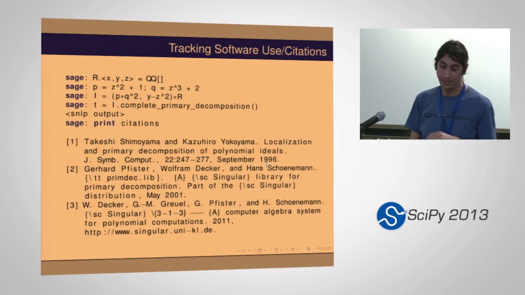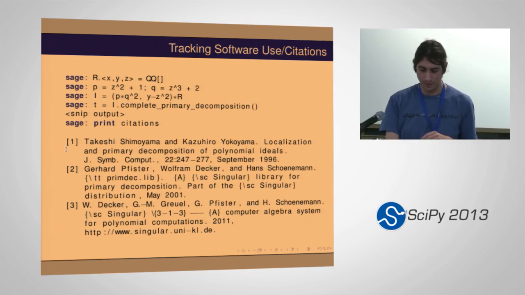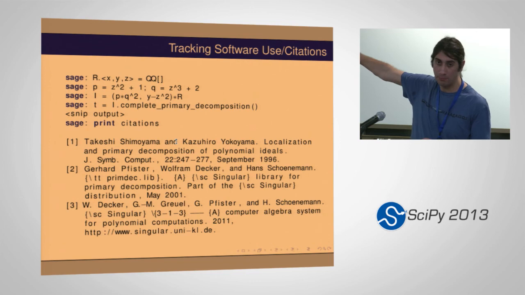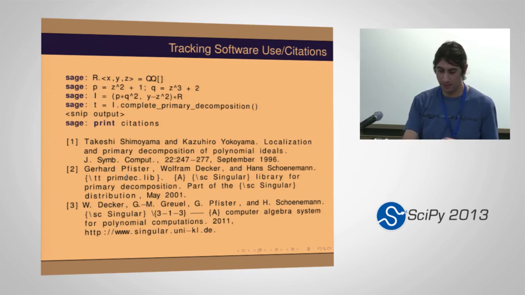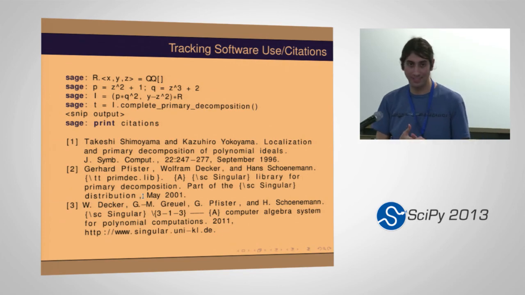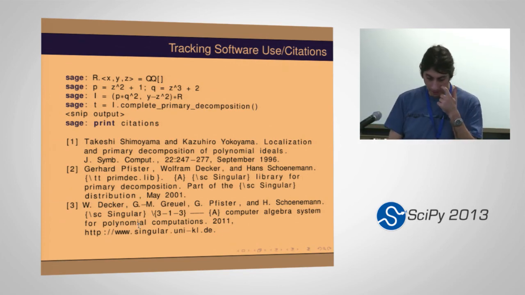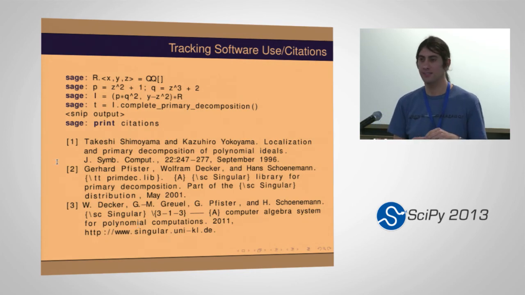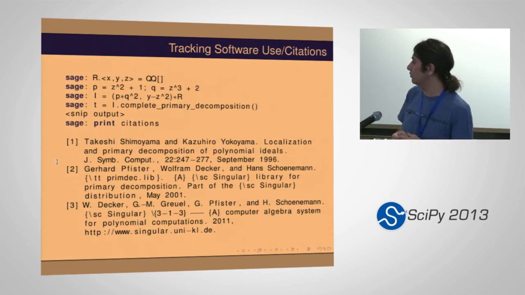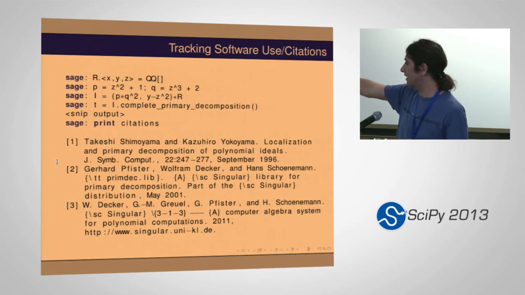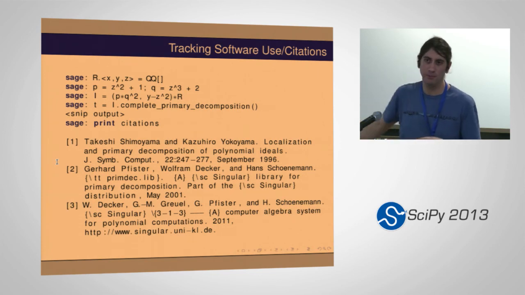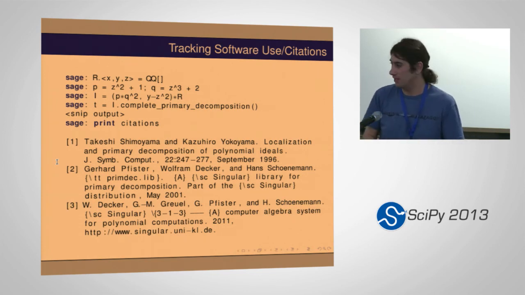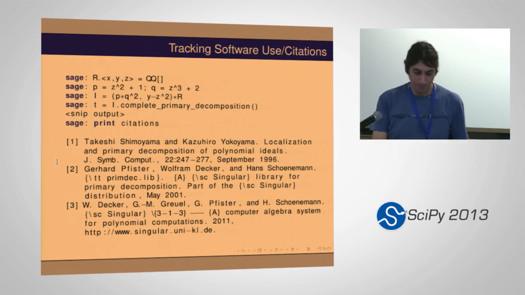And in this case, the first citation is actually the paper where the algorithm used for this computation was published. The second one is the computer algebra system which did the real computation. The third is the computer algebra system. And the second one is the package inside that computer algebra system. So Gerhard Pfister, Wolfram Decker, and Hans Schoenemann are the people who implemented the algorithm. So we are using their implementation.